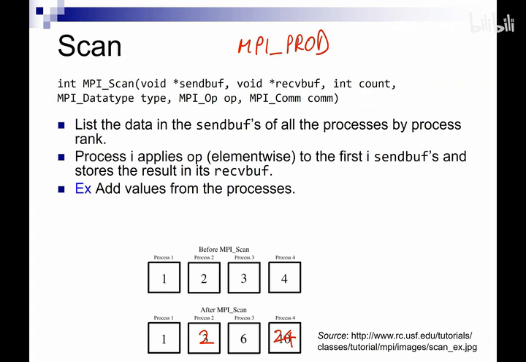So every process needs to have a buffer containing the data that it's going to use in the scan operation, and it also has to have a buffer to receive all this information. In this example over here, every process just has 1 data value. Therefore the count here is going to be 1, and the send buffer and receive buffer are only going to have 1 value in them. But you could also send or receive a vector of values. In that case, you would have a larger count, and each one of these things would be a vector of values.